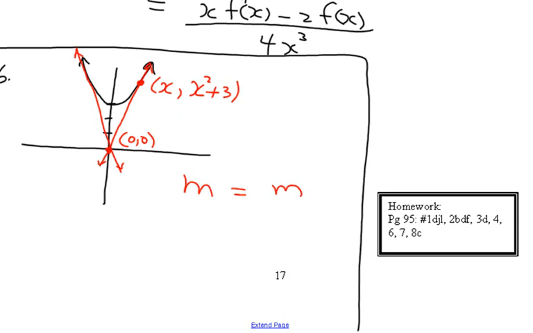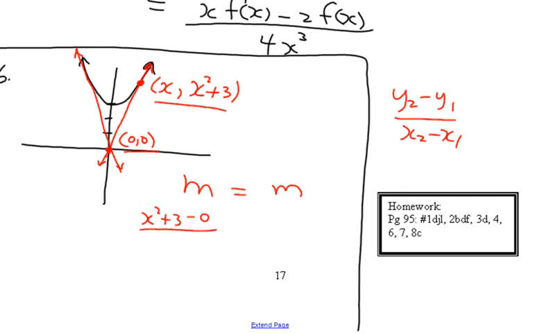All right, so now the old-fashioned way looks like this. You'll recall this from Math 10, right? y2 minus y1 over x2 minus x1. Except I'm going to use these points. They are both on the tangent line, so I can legitimately use them to find the slope of the tangent. So what's my y2? It's x squared plus 3. What's my y1? It's 0. What's my x2? It's x. What's my x1? It's 0.